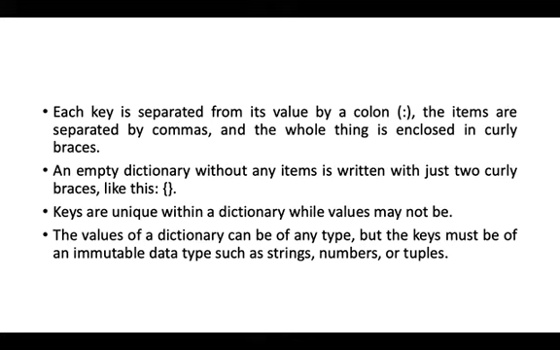Keys are unique within a dictionary, while values may not be. So values need not be unique, but keys should be unique in order to work properly. Values of a dictionary can be of any type, but the keys must be of an immutable data type, such as strings, numbers, or tuples.